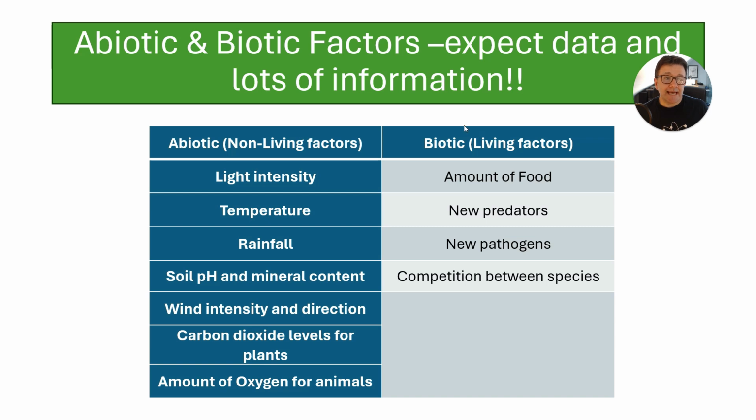Abiotic and biotic, again, expect data and lots of information. Remember, abiotic is the non-living factors, biotic is the living factors. So the living things, particularly competition, they might talk a lot about competition. Adaptations they might talk about as well. Say what you see, it's common sense adaptations.